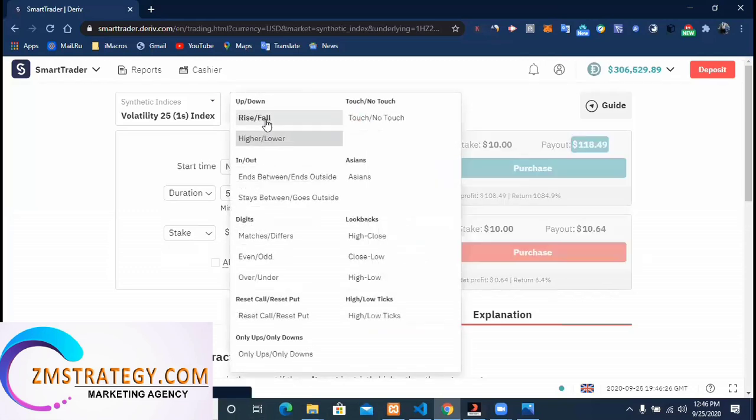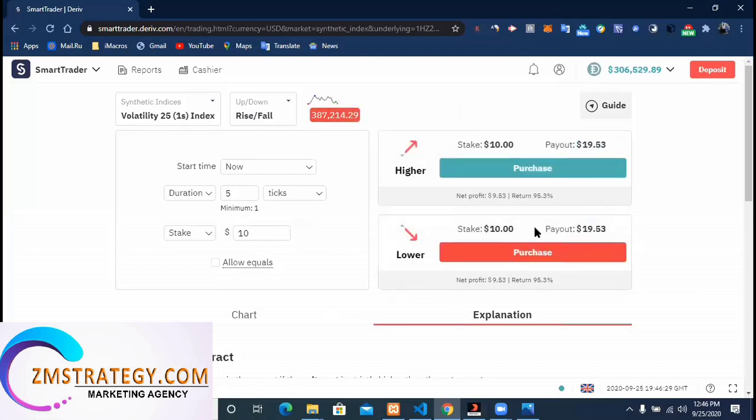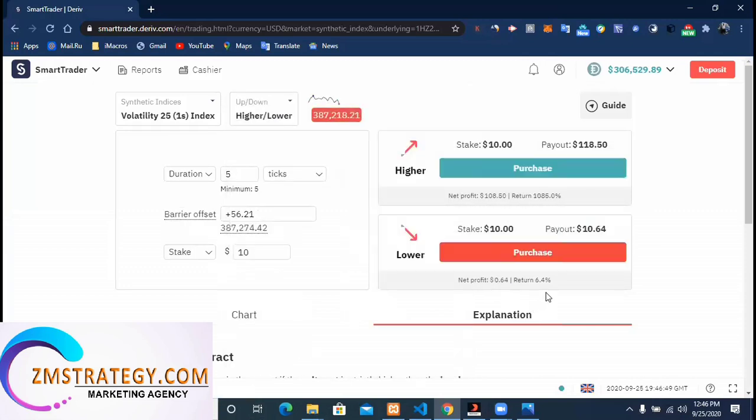Now, the difference between Rise/Fall and Higher/Lower is that if you switch to Rise/Fall, the payout percentage at which you are to make your return is fixed at 95.3% on each of your trades. While with Higher/Lower, you are able to minimize the return which you are going to get. That is just the difference between Rise/Fall and Higher/Lower.